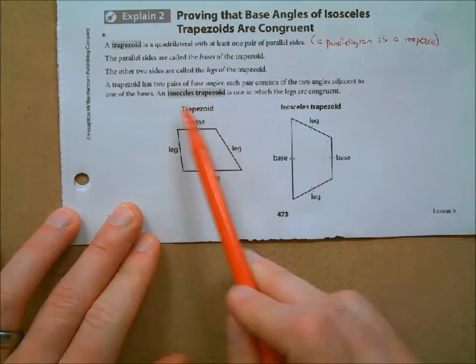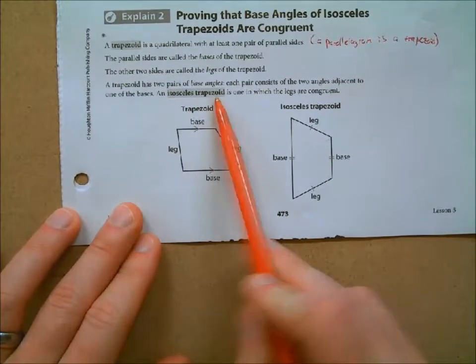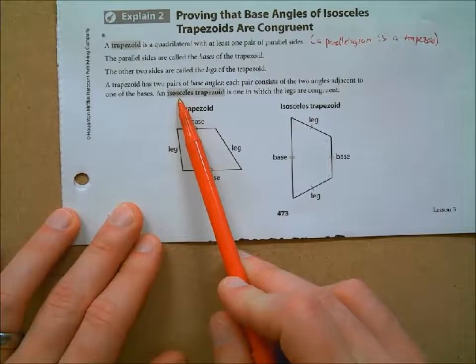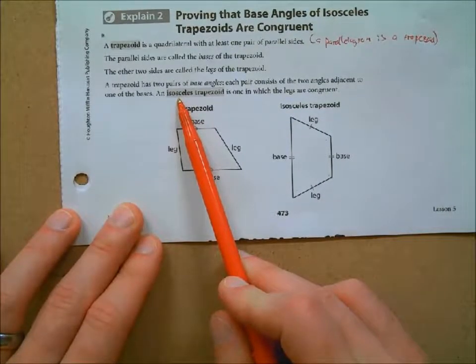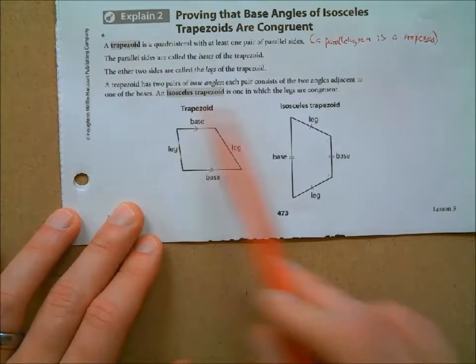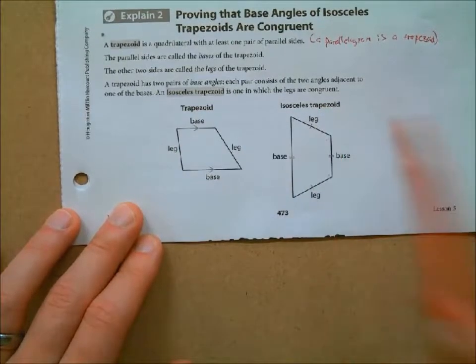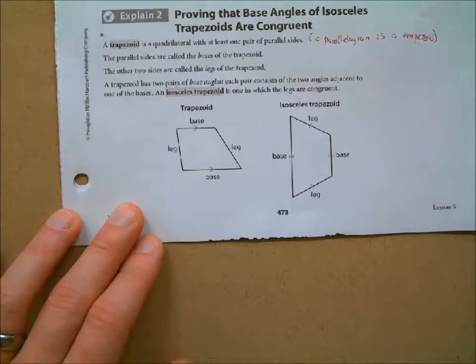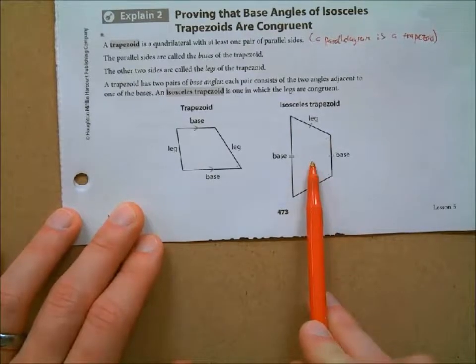An isosceles trapezoid, well, we know the word isosceles for a triangle means how many sides are congruent? 2. So then for an isosceles trapezoid, we would expect the same, 2 congruent sides. And it's the 2 legs then that are congruent in an isosceles trapezoid. I think there's an error here in this diagram.